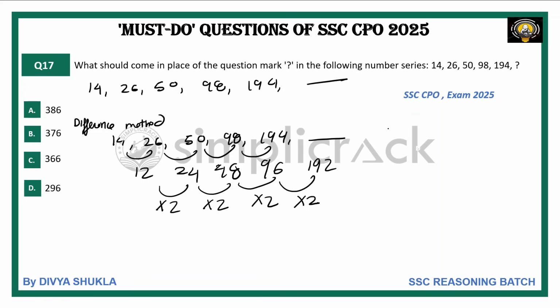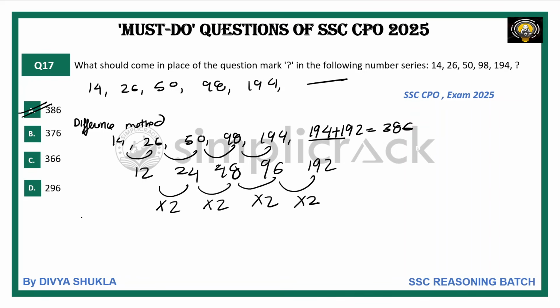So you need to add 192 to 194, because what we are doing is 14 plus 12 is 26, 26 plus 24 is 50, 50 plus 48 is 98. Similarly we need to get the answer as 194 plus 192, that is 386. Option A is the correct answer for this question.